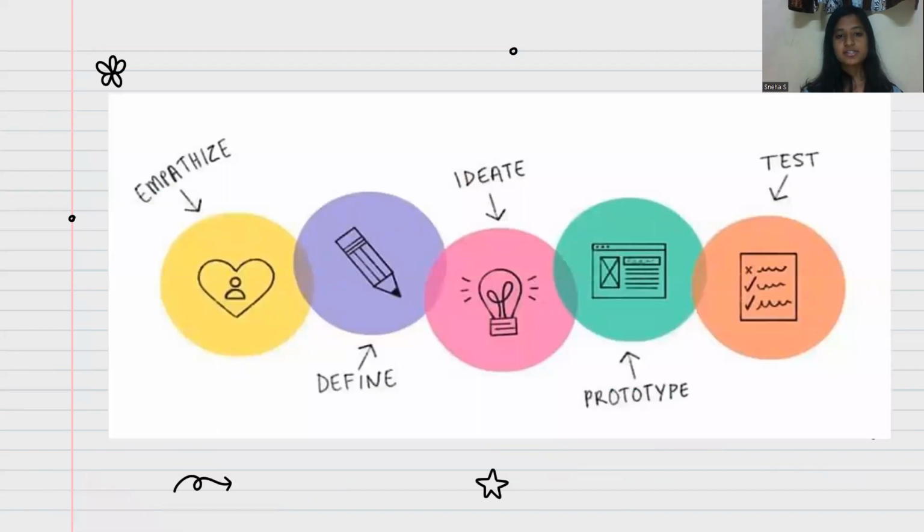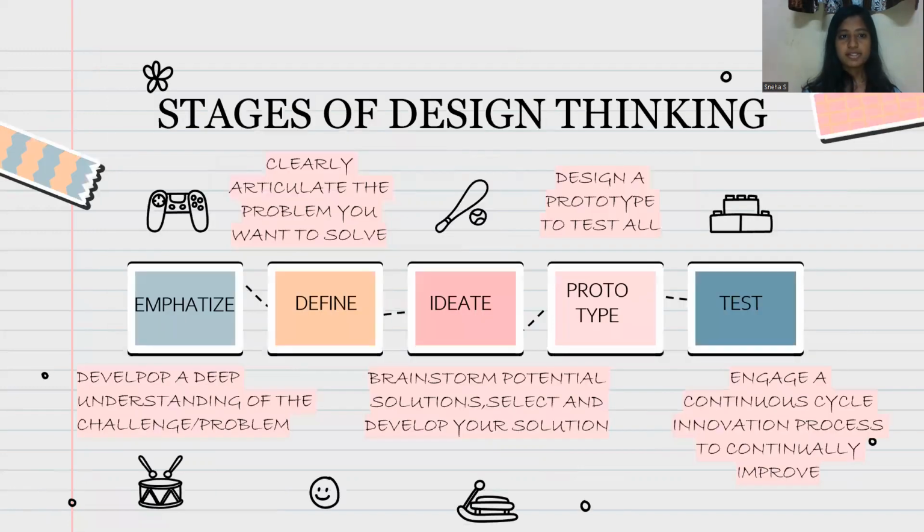There are mainly 5 stages in the process of design thinking: empathize, define, ideate, prototype, and test. The first stage is empathize, which means to develop a deep understanding of the problem. The second step is define, which is to clearly articulate the problem you want to solve. Ideate is to brainstorm potential solutions, select and develop your solution. Prototype is to design a prototype to test. And test is to engage a continuous cycle of innovation process to continually improve. Now let us look into each of the stages in detail.